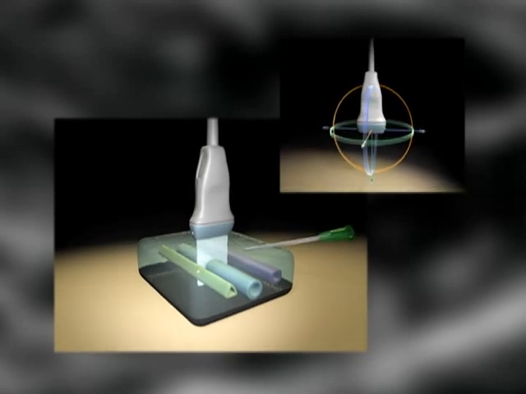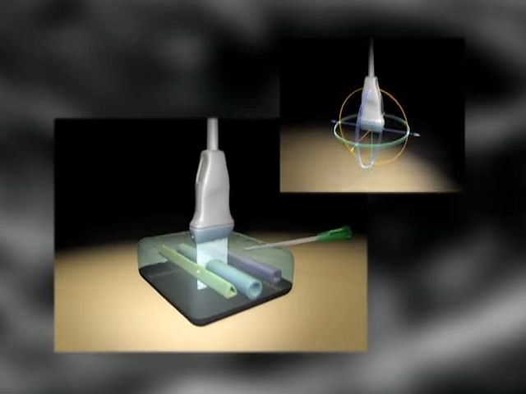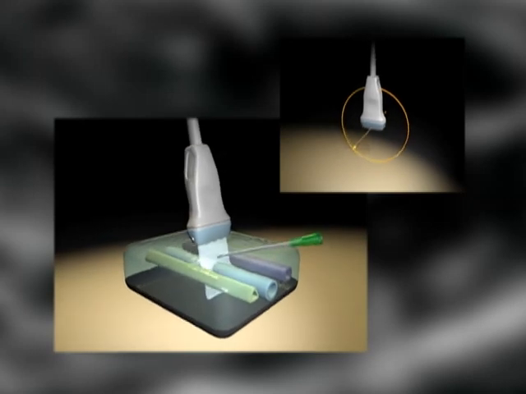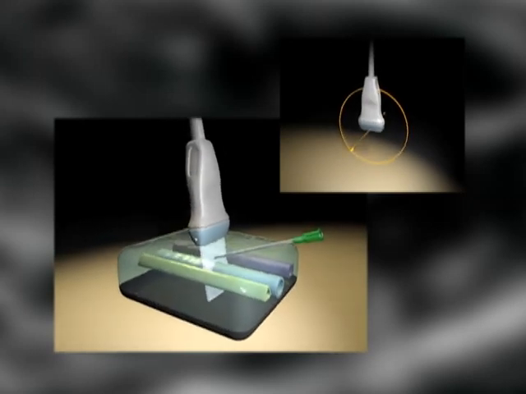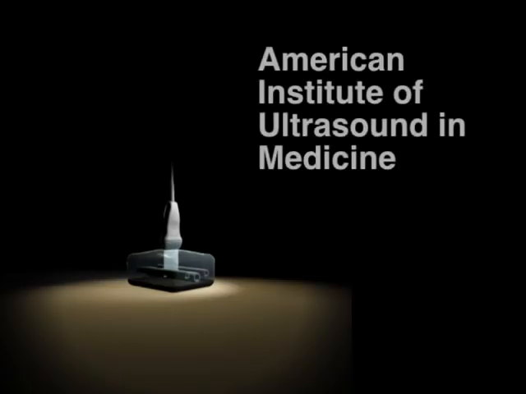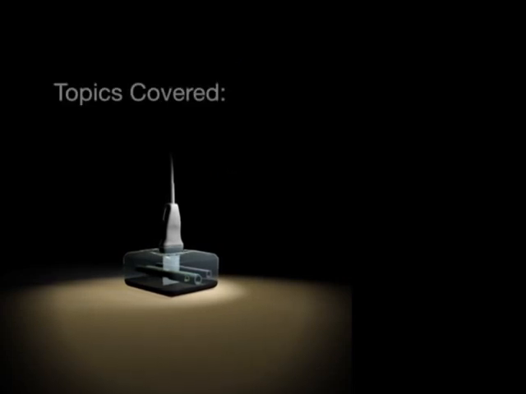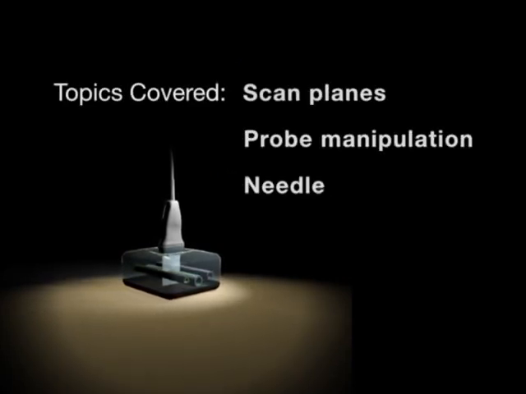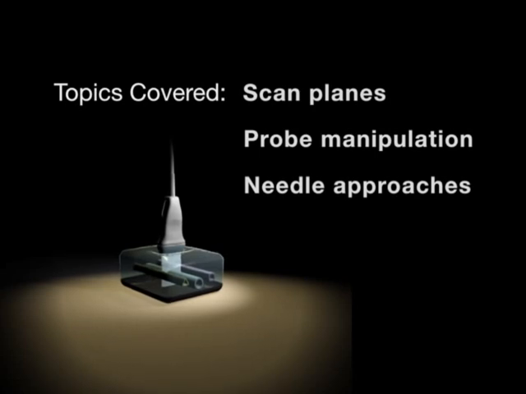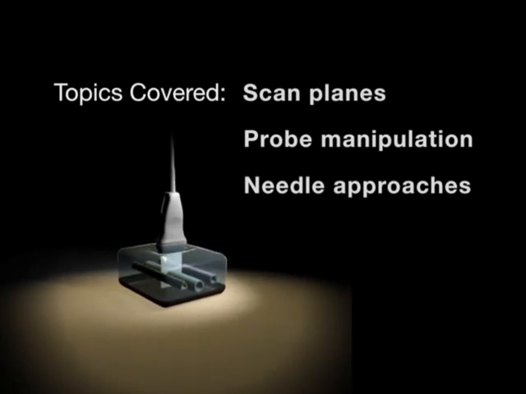When discussing ultrasound-guided peripheral nerve block technique, it is useful to describe basic nomenclature for needle and probe manipulation. Much of this is derived from the American Institute of Ultrasound in Medicine standards. We will describe the two basic scan planes, the 5 probe manipulation maneuvers, and the 2 needle approaches.